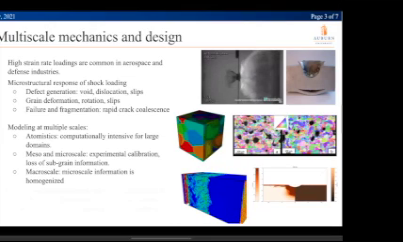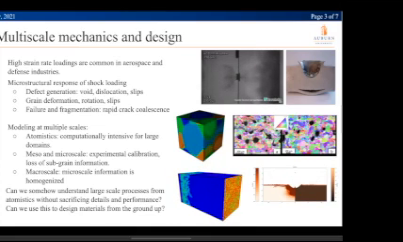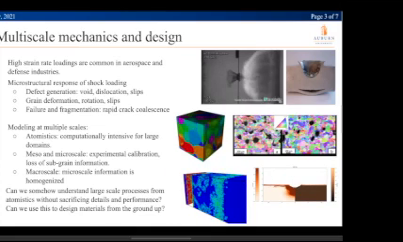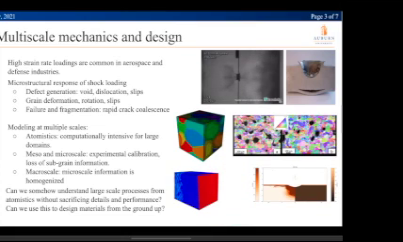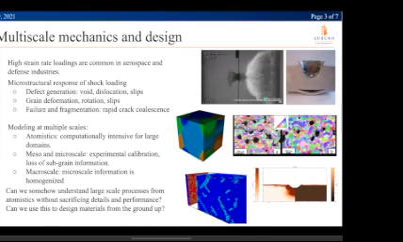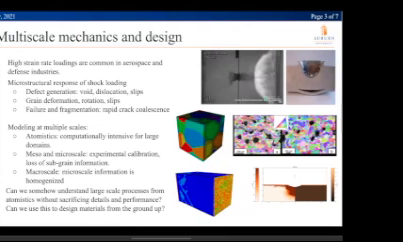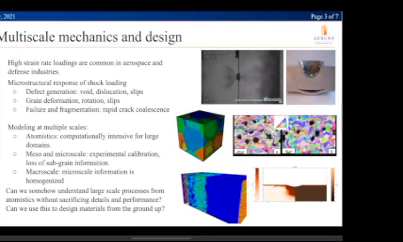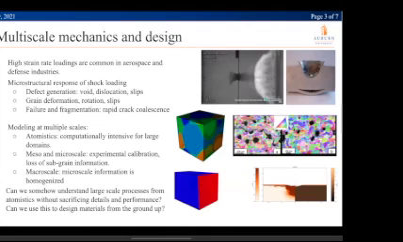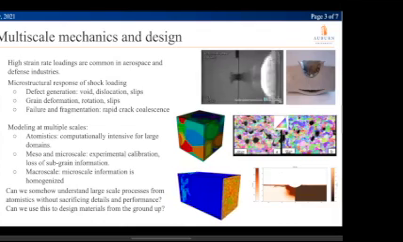So the broad question we are trying to ask is, can we somehow understand these large scale processes using atomistics without sacrificing any details? Can we do that, and can we do that in an efficient way? And then can we use all this information and actually try to design a material from the ground up? Okay?